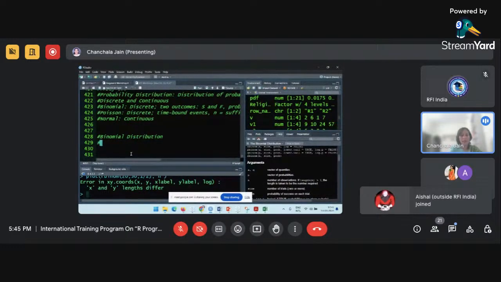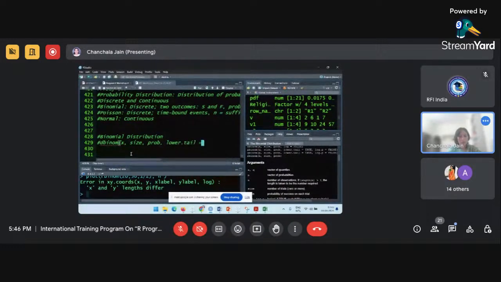So here there are 4 functions we are using. The first one is dbinom. In it, you need to pass x, you need to pass the size, you need to pass the probability, and then there will be lower.tail equals to 2, right? I'll explain the meaning of these one by one. Second would be pbinom.